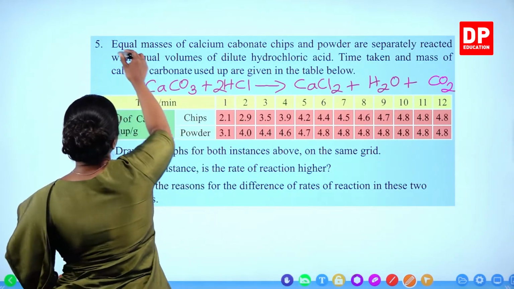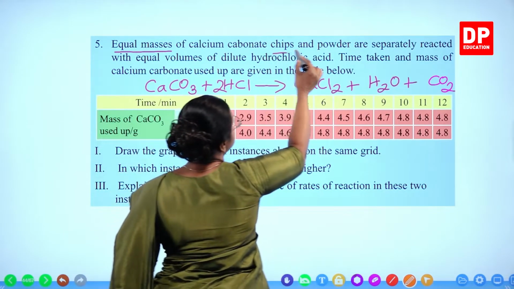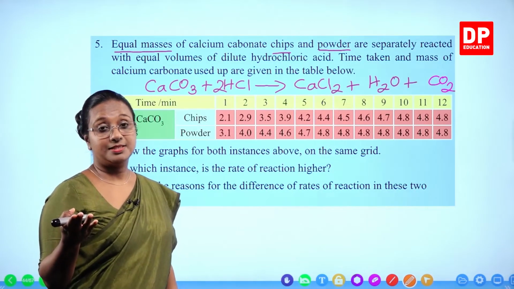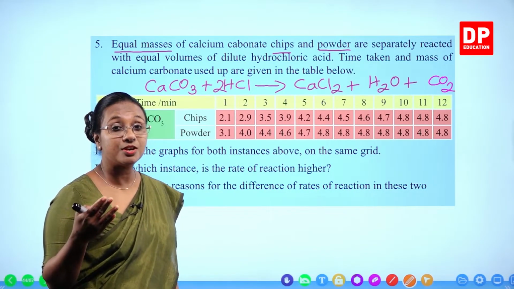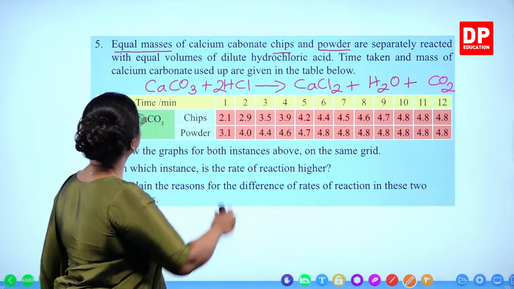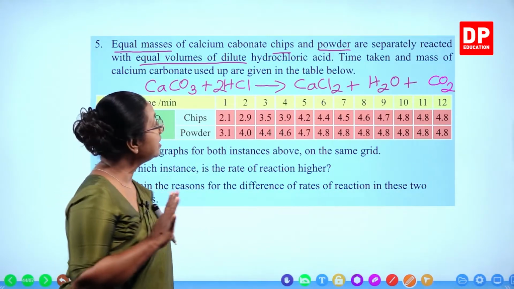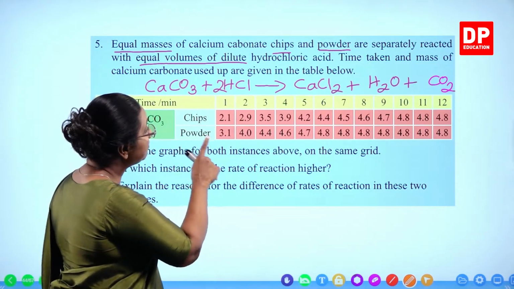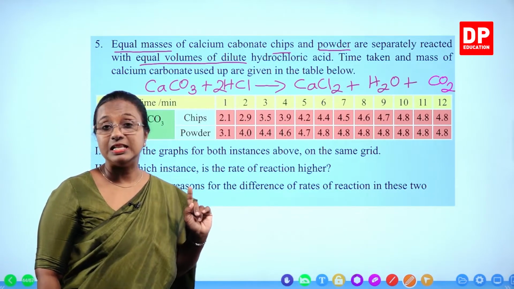So, here we take equal masses of calcium carbonate chips and powder. What is the factor they are trying to test? The surface area of reactants or the physical nature of reactants. You use chips and powder separately, and they use equal volumes of dilute hydrochloric acid. So, when you read the question, students, you all have to look at all these points. That's very important. And time taken and mass of calcium carbonate used up are given in the table below.